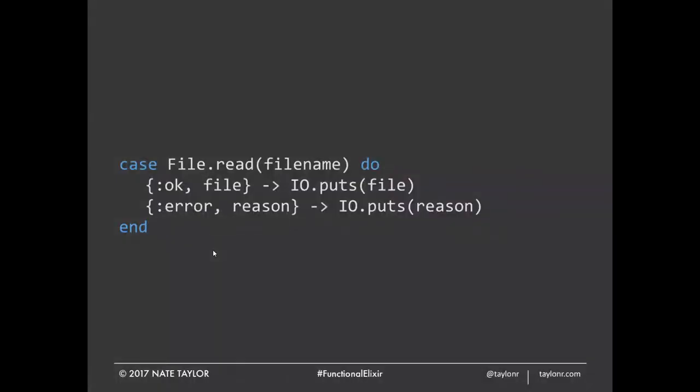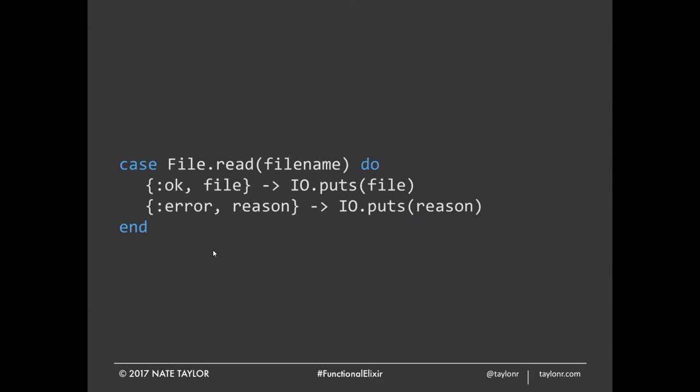And so if we go back to this File.read, where we pass a file name in, two things can happen when you open a file on your computer, right? It either opens, which is great, or it doesn't. Maybe the file doesn't exist, maybe it's locked by another user, maybe it is corrupted. All sorts of errors could happen that would keep it from opening the file. Well, with this code, we have a case statement here where we're telling it to read the file and then do one of two things. So the first line, it's gonna match on okay with a file, and the second line is gonna match with an error and a reason.